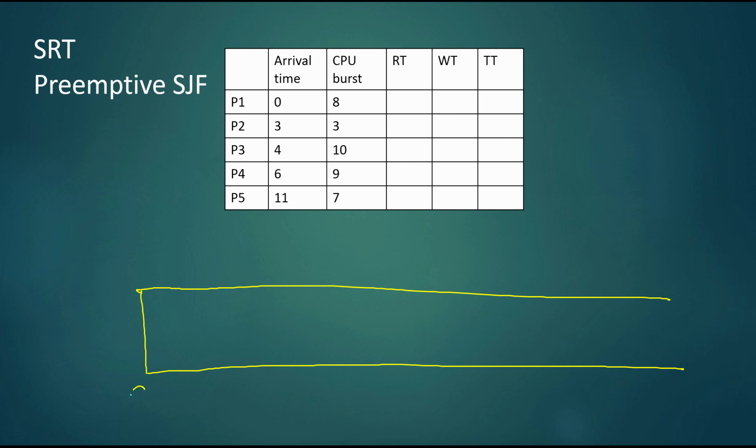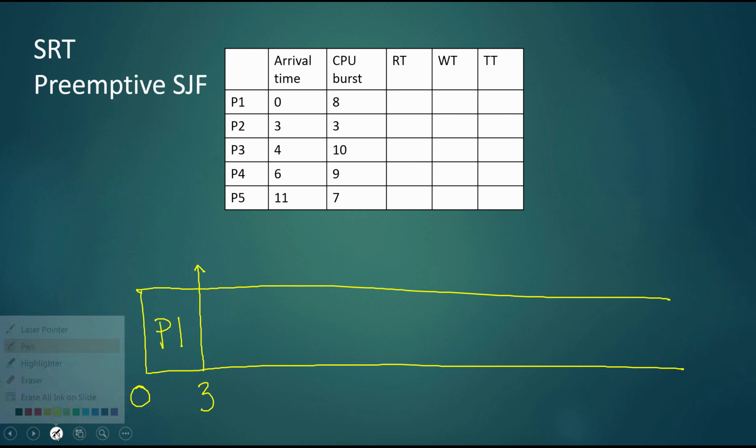So let's get started. At time 0, we start with P1. Now P1 has a CPU burst of 8 time units. And what's going to happen is at time 3, we're going to have the arrival of P2. And when P2 arrives, it's going to preempt P1 because at time 3, P1 has 5 time units left of its CPU burst, and P2 has only 3 time units of CPU burst. So P2 is shorter remaining time.